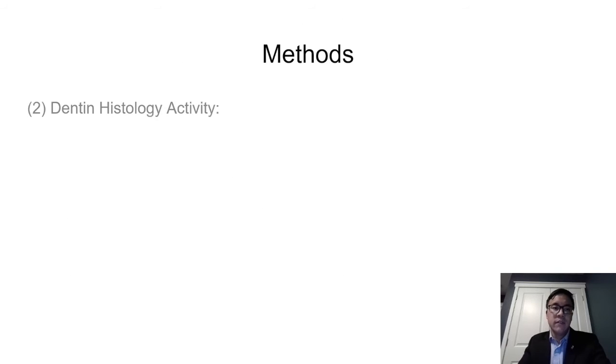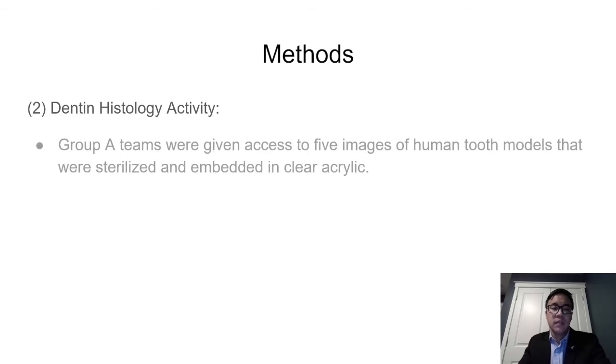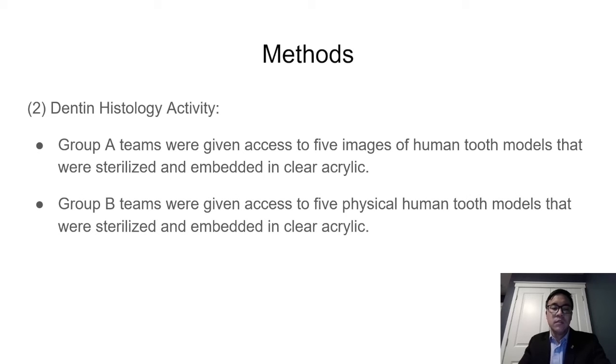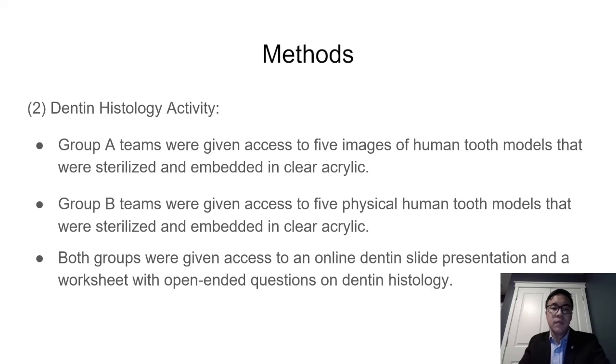The second learning activity was the dentin histology activity. Teams in Group A were given access to 5 images of human tooth models that were first sterilized and embedded in clear acrylic, while teams in Group B were given access to 5 physical human tooth models that were first sterilized and embedded in clear acrylic. Both groups were given access to an online dentin slide presentation and a worksheet with open-ended questions on dentin histology.